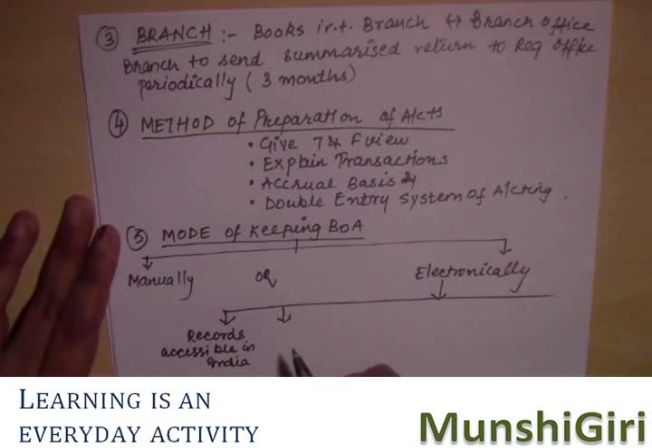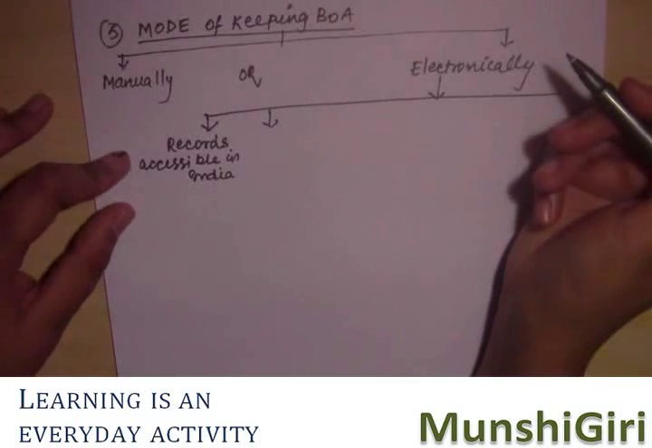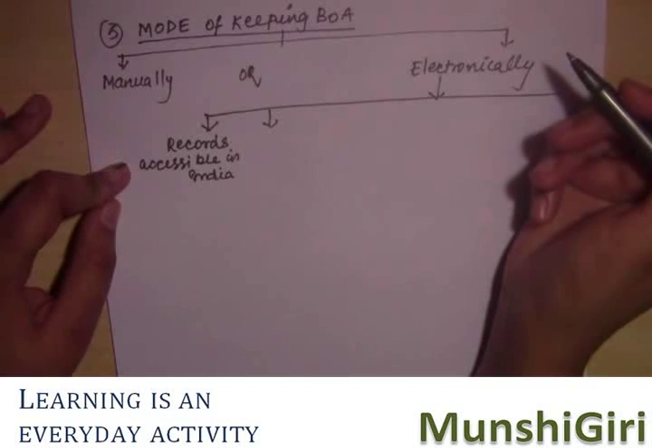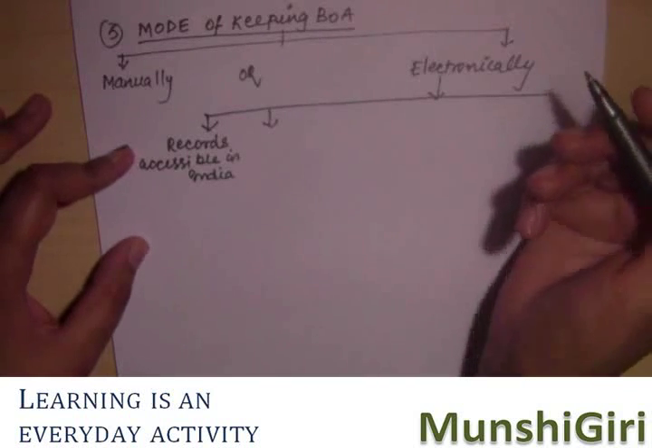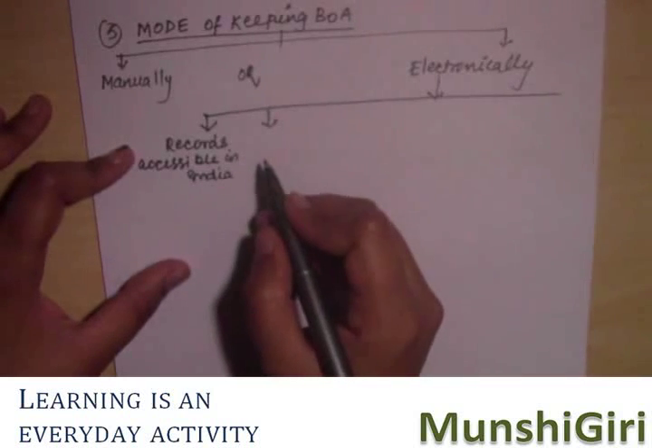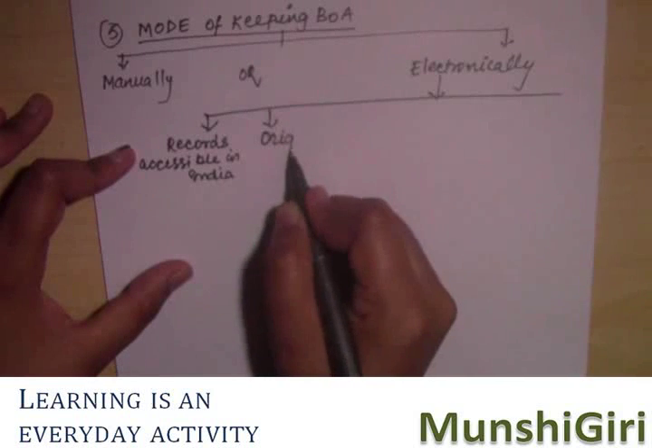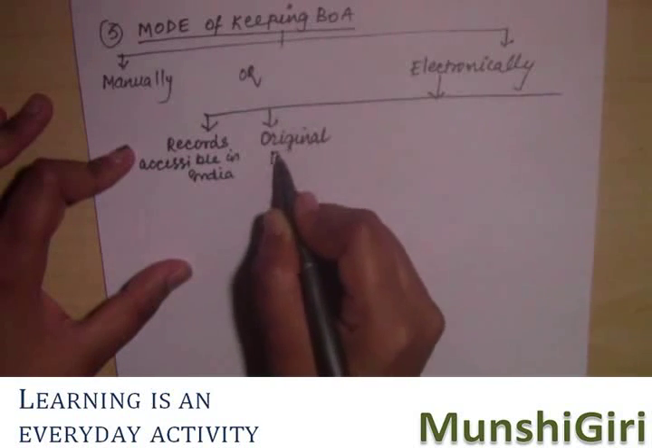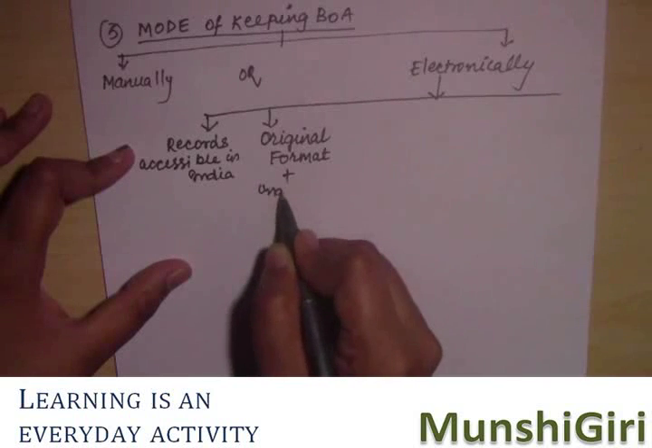The records must be retained in the original format. The first point is records shall remain accessible in India so as to be usable for subsequent reference. And the second point is the records must be retained in the original format and unaltered.